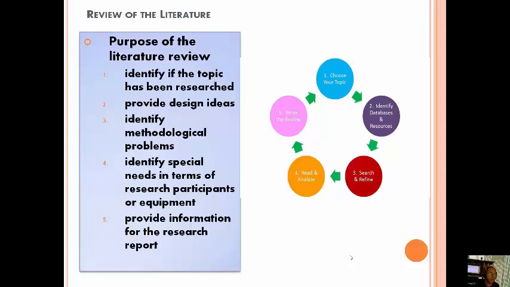It's to identify the topic, since anything that has been researched, and most things have been researched to some degree, provide design ideas, meaning the research design. And we'll get more into detail as far as what research design means later. Identify methodological problems with whatever your research proposal is.